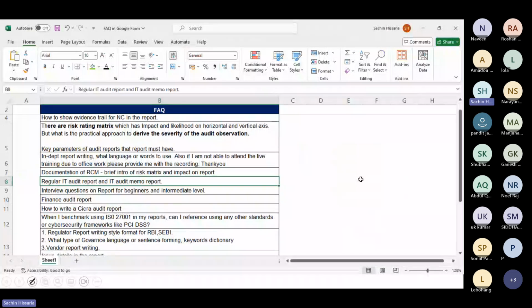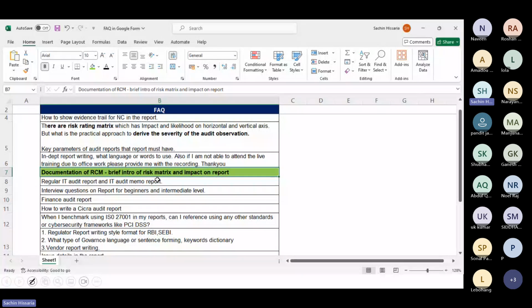Documentation of RCM, guys. RCM is a bit different from the detailed observation. RCM is a risk control matrix in which we include a lot of other details. I am planning to do a separate webinar on the RCM, where we will see how to prepare the RCM and what kind of details need to be included in it. So we'll discuss the RCM points separately.